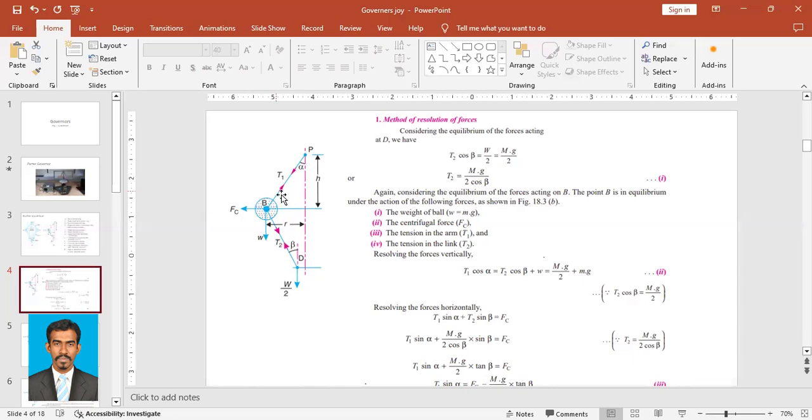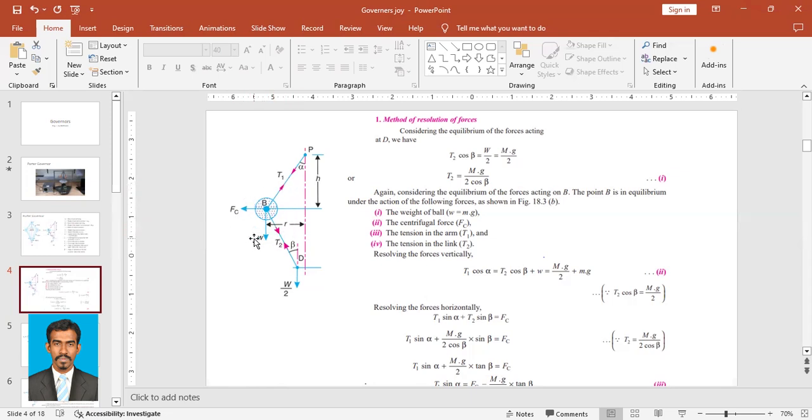Now we are going to resolve forces for this mass, that is the ball. We'll see how many forces are acting on this ball, and by the action of how many forces it is in equilibrium. As you can see, we can find four forces. First, T1, which is acting this way. T2, this is acting this way. Weight, which is acting downwards, and centrifugal force, which is acting horizontally outwards. So this mass B is in equilibrium based on the action of four forces.